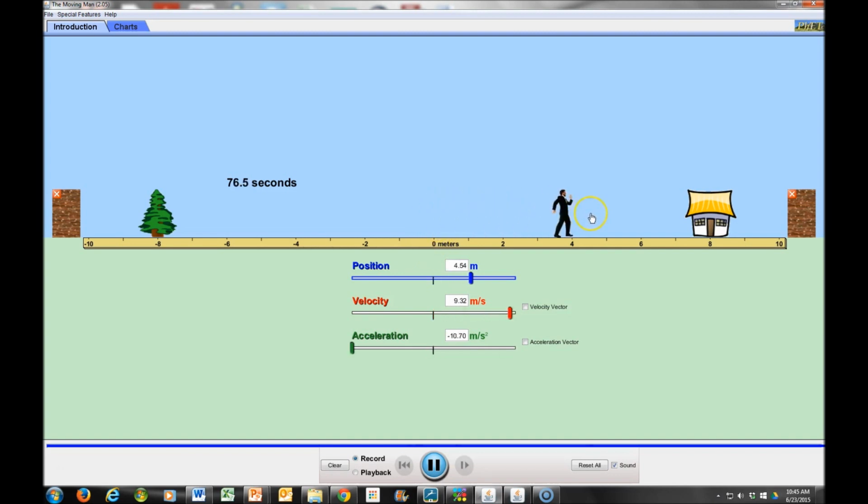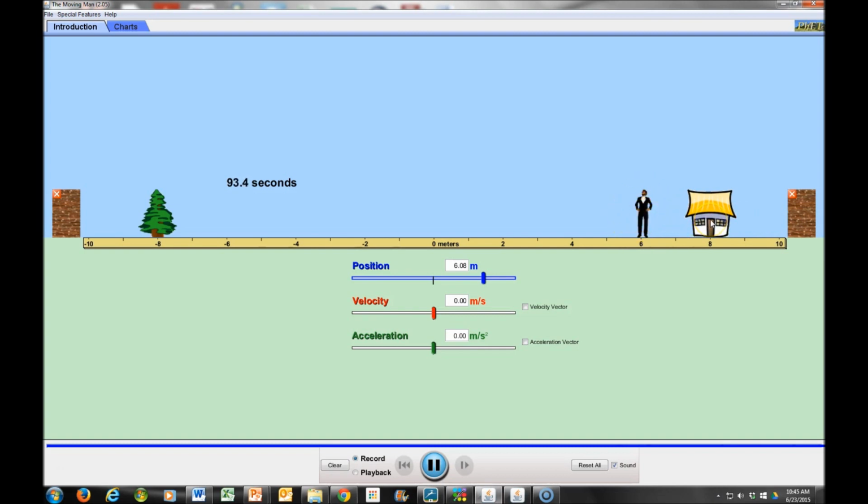Let me give you a slightly different example. Let's say we start at our house and we walked 2 meters this way and then 4 meters this way. So the distance I travel would be 2 plus 4, 6 meters would be my distance.